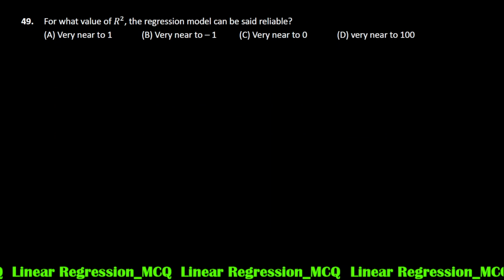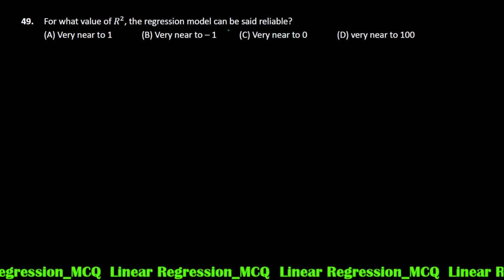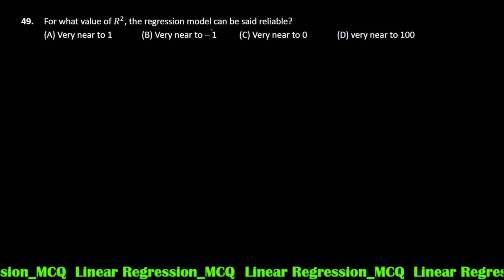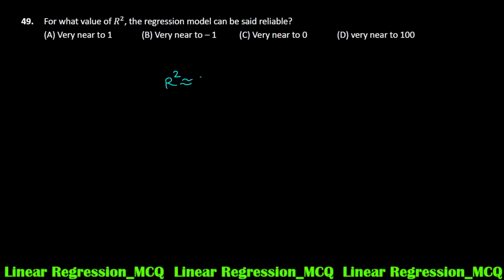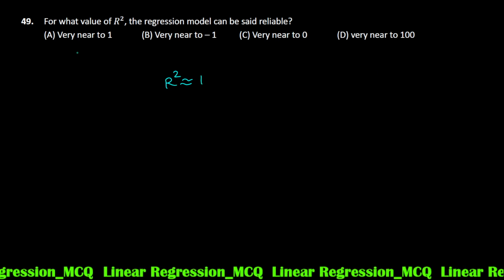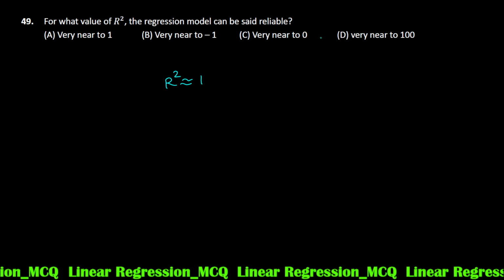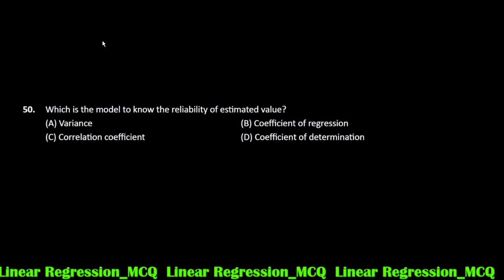Question number 49. For what value of r square the regression model can be said reliable? Okay, if r square is near to 1, close to 1, then it is advisable to use the regression line. So option very near to 1, option A is correct.